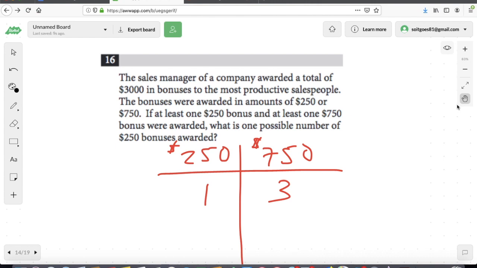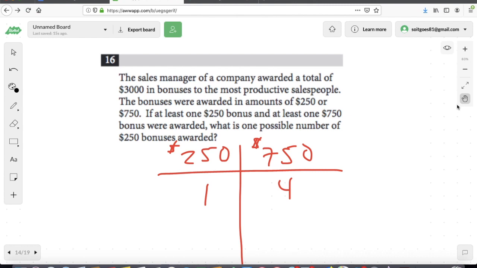2000, that would be 2,250. Yes. Okay. What about 4 of the $750 bonuses? Okay. That would be 3,000. I'm going to double check here. We got 750 times 4. No, I guess 750 times 4 is 3,000. Right? Plus the $250 bonus would be 3,250.